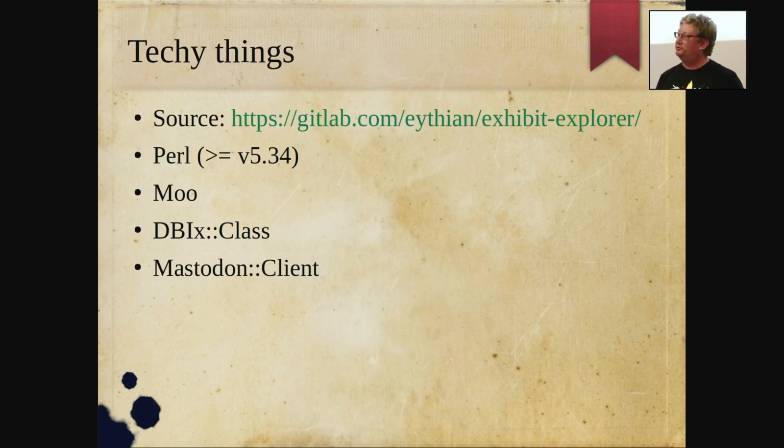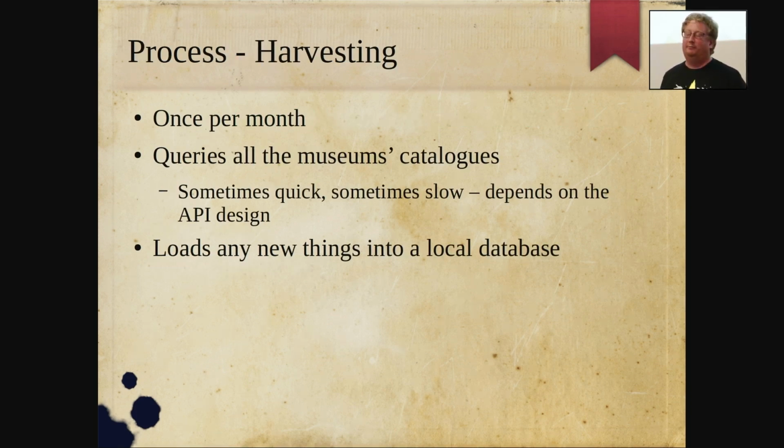The source, it's open source. You can go poke around. It's Perl, it's Mu, DBX class, and Mastodon client. It's all fairly straightforward. How it works is once a month, it downloads the entire catalog from the museums, chucks it into a database, and sometimes this is fast, sometimes it's slow.